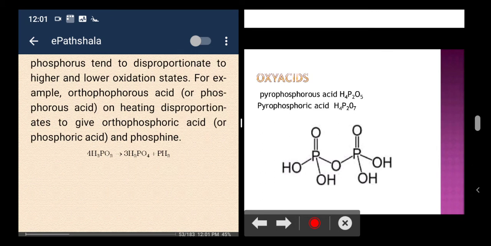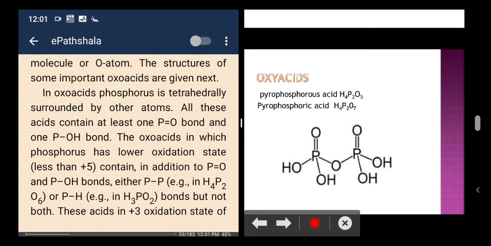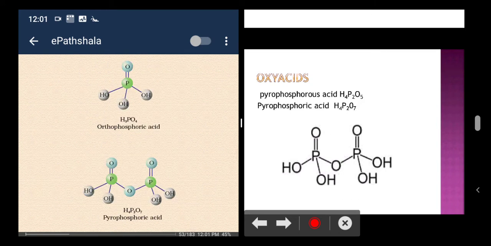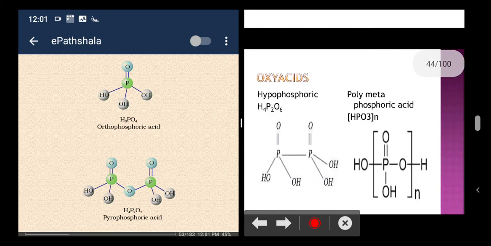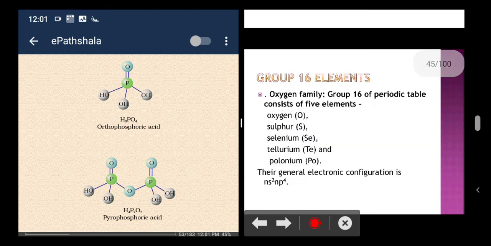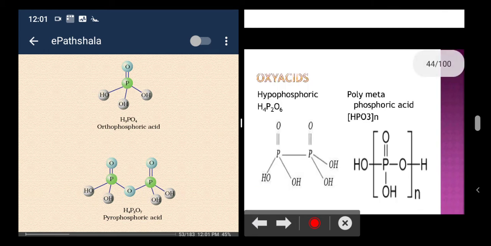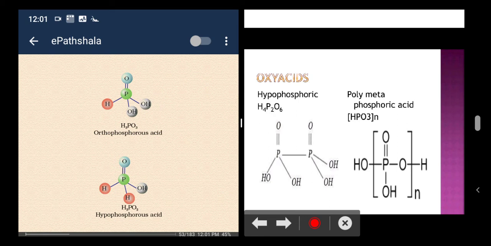So that is the structure of P2O5. You can go through these things very easily. Oxyacids are very simple topics. These kinds of structures, you just write them down. If you write them, it will be very easy for understanding and it will be helpful.